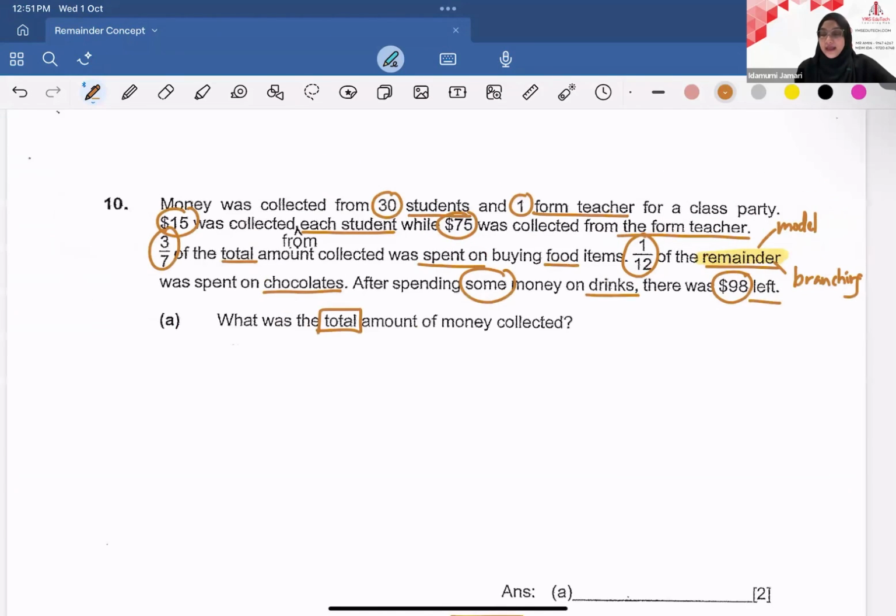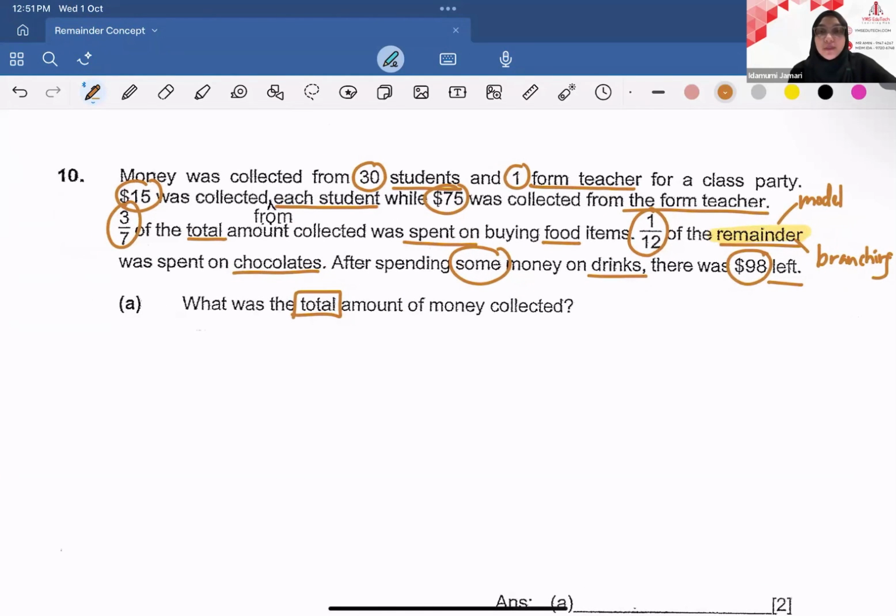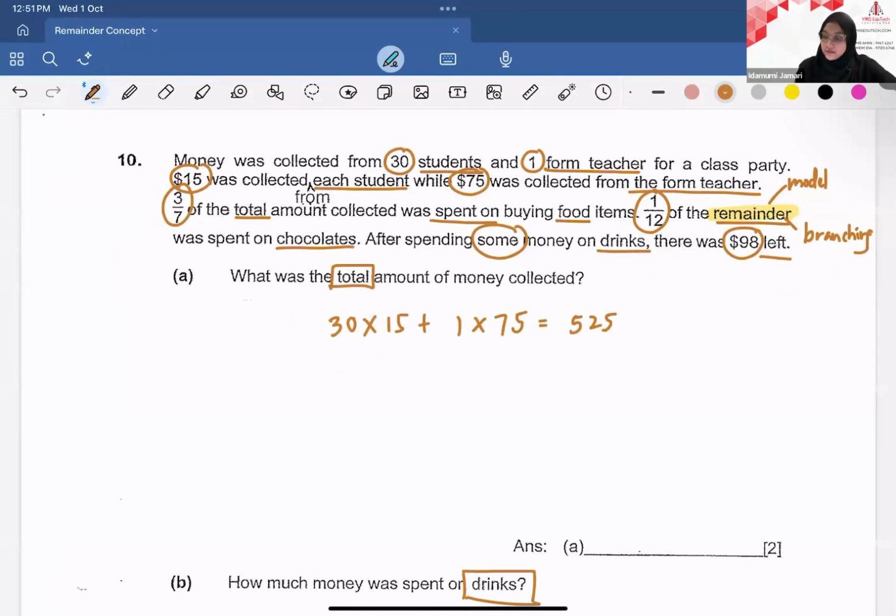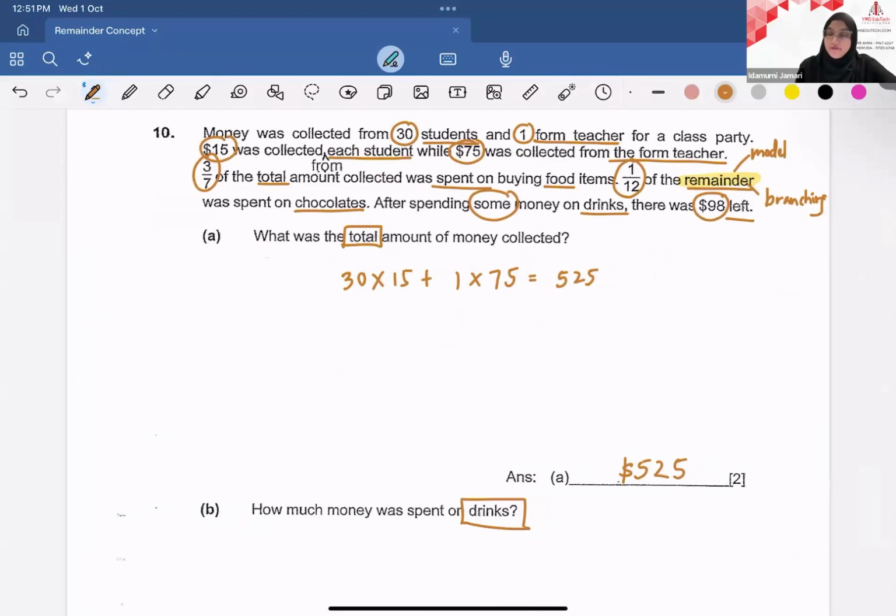For part A, the question wants us to find the total amount of money collected. That is very easy. 30 multiplied by 15 plus 1 multiplied by 75. Key this into the calculator, you should get $525. Now, part B. Let's use the information starting from this part here.